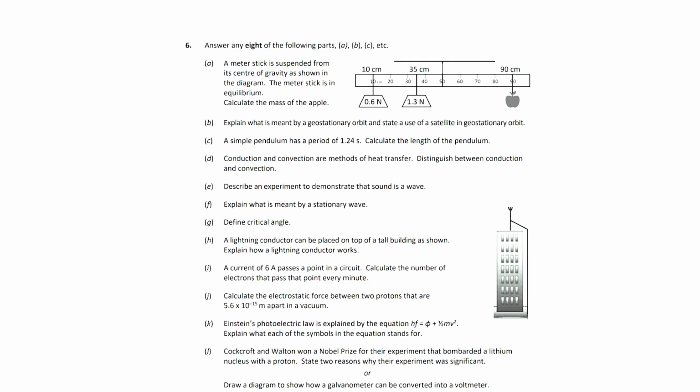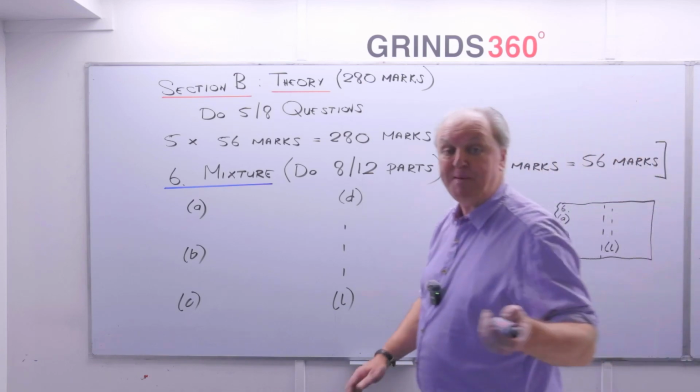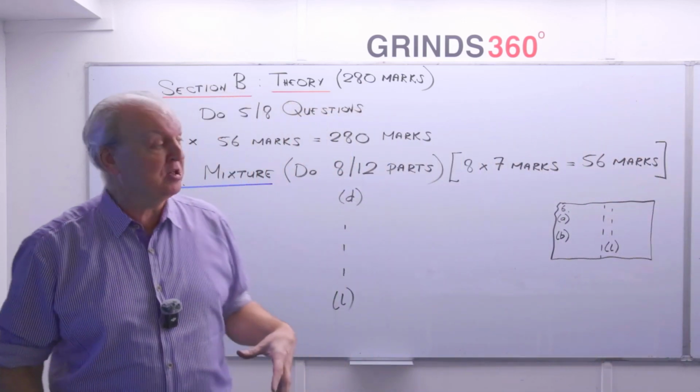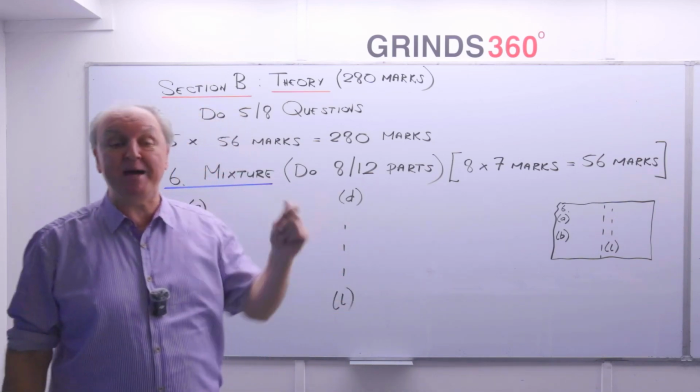So you write down your parts from A to L, and then you look at anything that you think is very, very easy. I can see conduction and convection, Part D, our methods of heat transfer, distinguish between both of them. So they're the sort of things that I can do very, very quickly. So fill in as many as you can. And then move on. And then every time you finish a question, I would go back and fill in another couple of parts, because as you go through the paper, your memory is jogged. So you start remembering other things and then you go back and fill it in again.